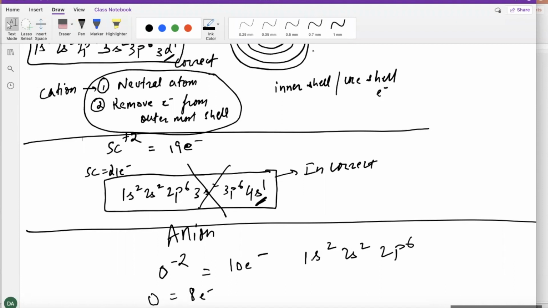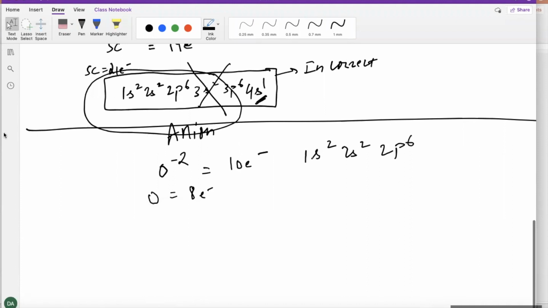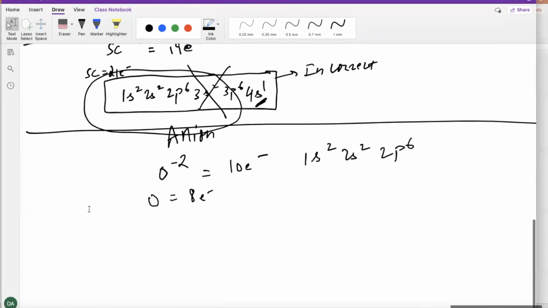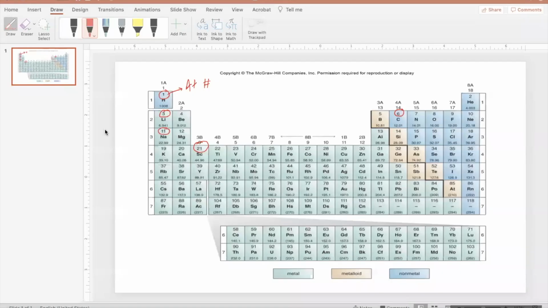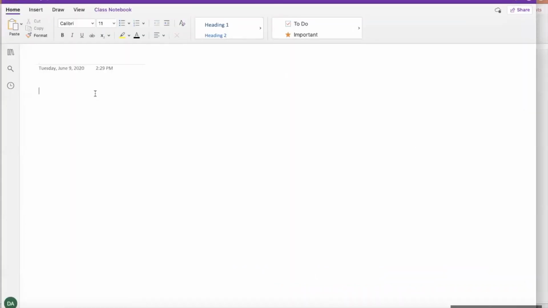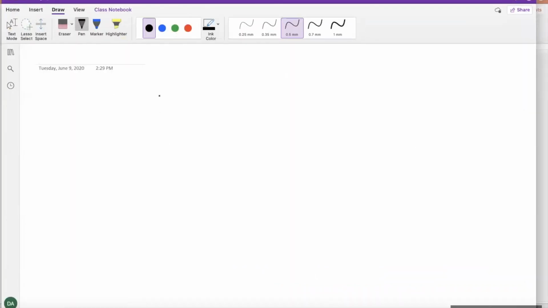Now, that being done, guys, the next thing we're going to talk about is what we call orbital diagrams. This is again something connected to electron configuration, so we need to know electron configuration first. And now we're going to talk about the orbital diagram.